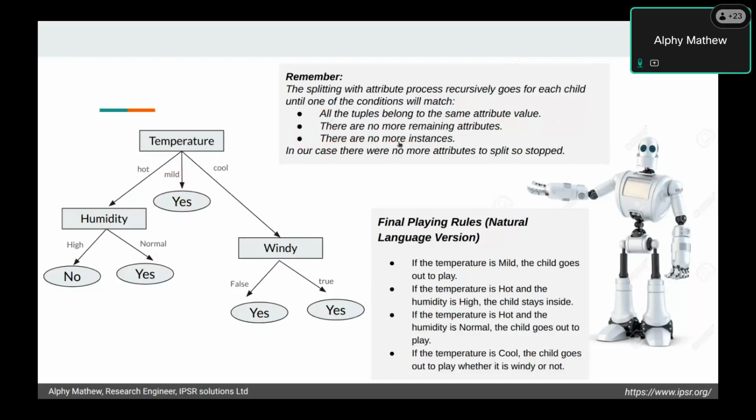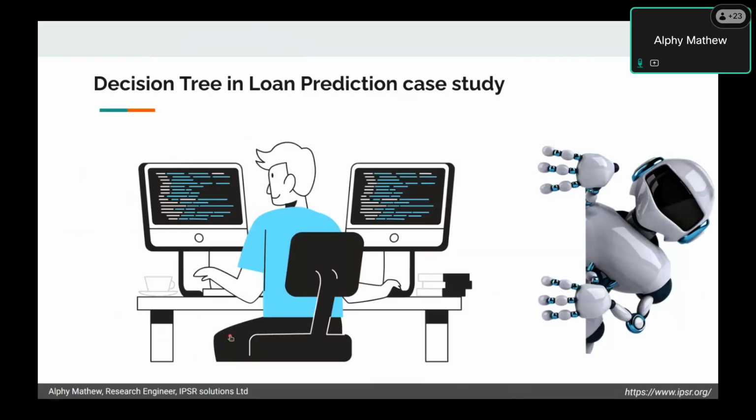From this tree, we will be framing rules, natural language version rules, like how people say. If the temperature is mild, the child goes out to play. If the temperature is hot and the humidity is high, the child stays inside. If the temperature is hot and the humidity is normal, the child goes out to play. And if the temperature is cool, the child goes out to play, whether it is windy or not. So exactly as human decision making, we have built rules in the form of if-then rules from the decision tree. This is exactly how the decision tree grows and works.